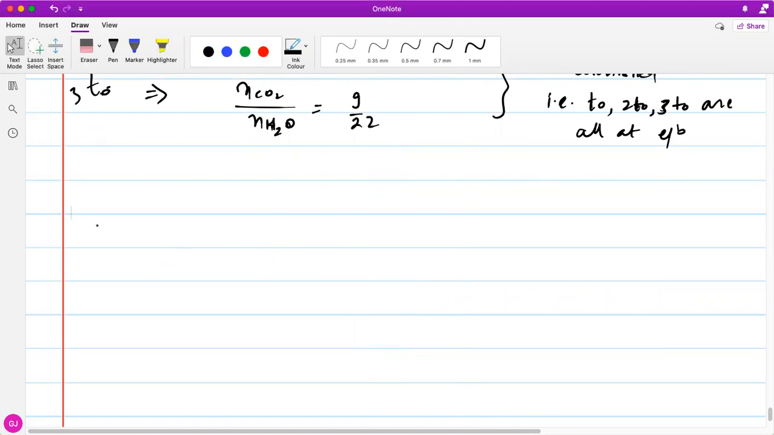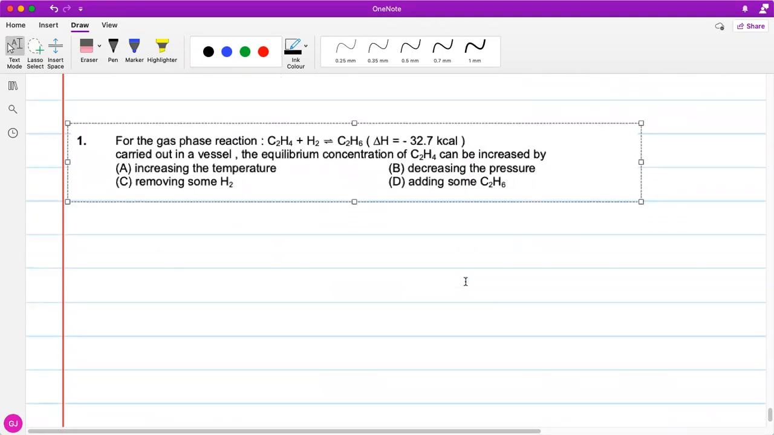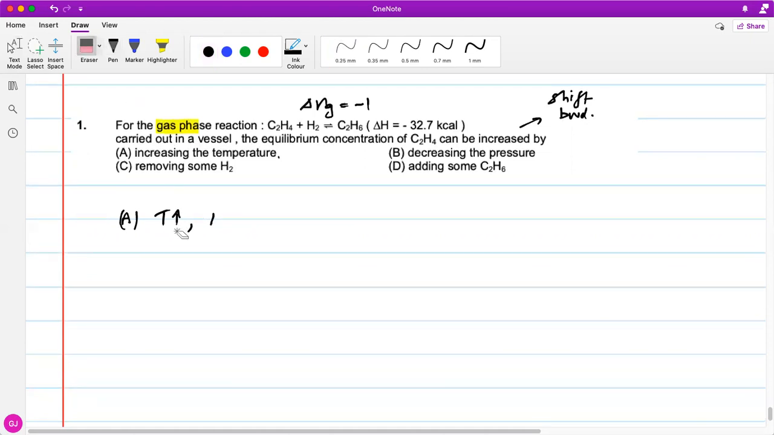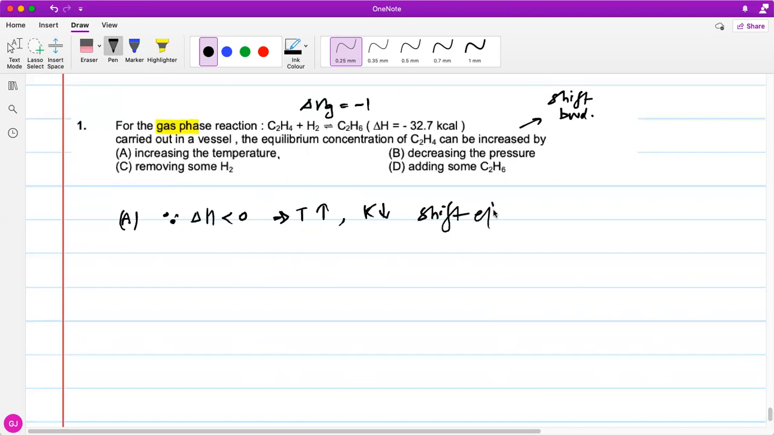Now, these questions are based upon LCP, Le-Chatelier's principle. And the options are to be assessed one by one. Right? So we read the question, that's a gas phase reaction, right? That means delta Ng of this reaction is -1. And it's an exothermic reaction that has been given to you. And it is being asked the equilibrium concentration of C2H4 can be increased by. This means we want the reaction to shift backward. Right? Now, which of the options is assisting in it? Well, we assess them one by one. Temperature increases. Now, because it's an exothermic reaction, right? Because delta H is less than 0, that means increasing temperature would decrease K, shift equilibrium backward. Right? So this option matches.